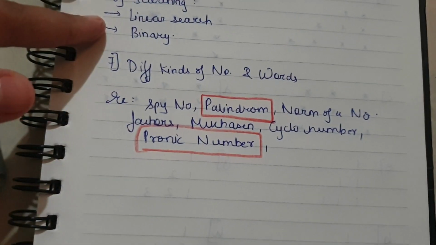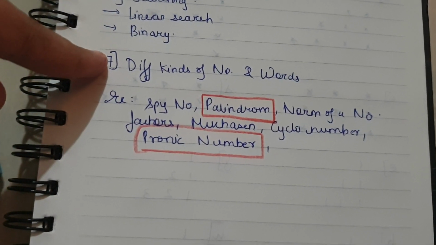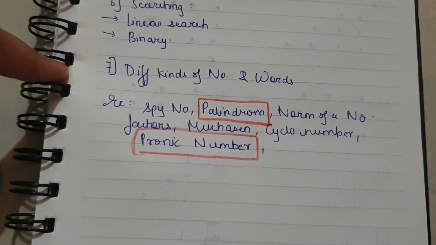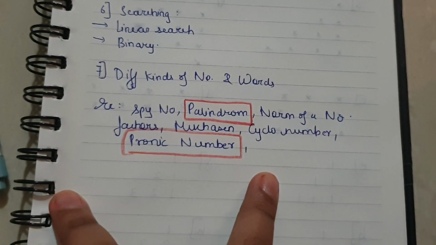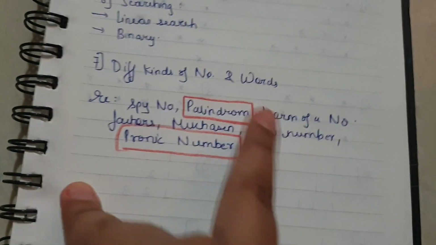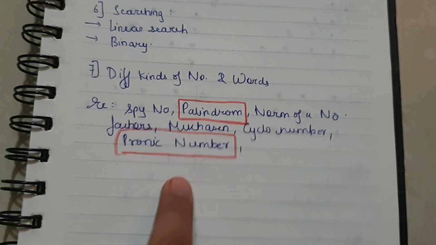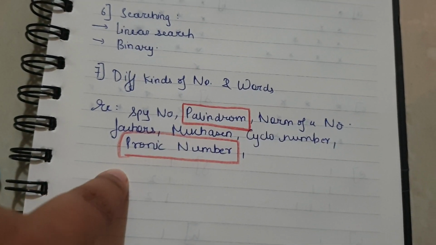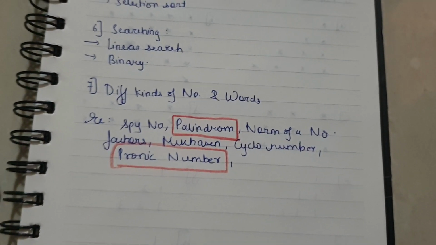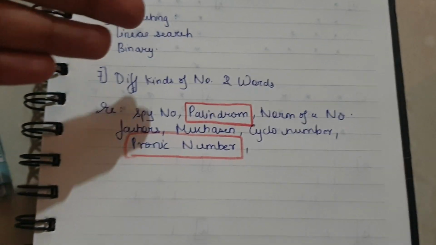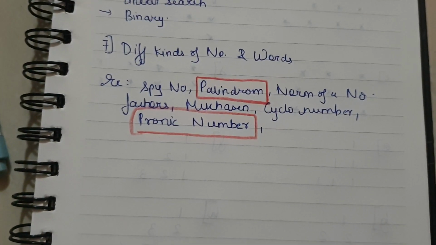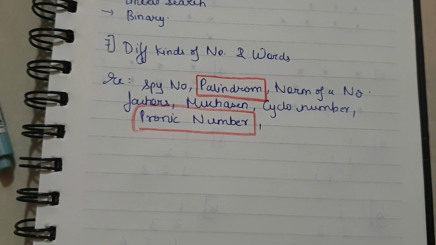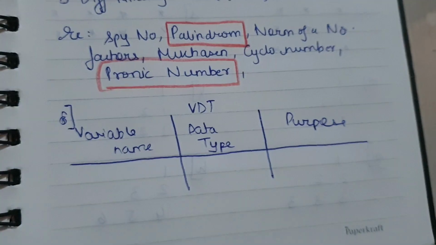Now we have different kind of numbers. So every year there is one kind of number which is asked in boards. So these are some numbers which are actually asked. You can just practice them. You can remember the logic of palindrome and pronic, because many numbers can be asked based on these with a twist. So here are some lists: pi number, palindrome, Mucha number, cyclo number, pronic number, then how to find a norm of a number.